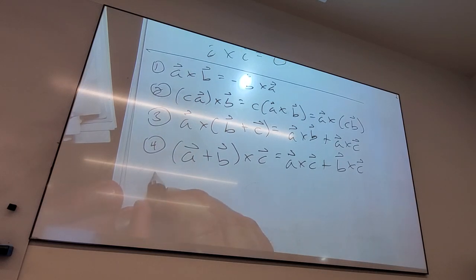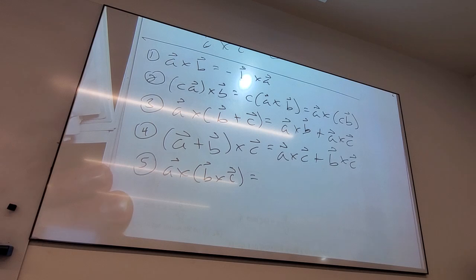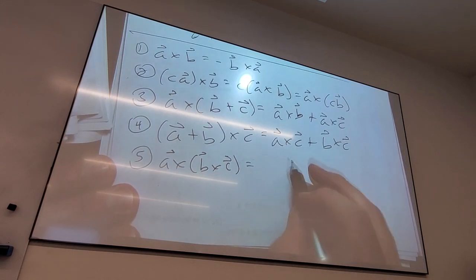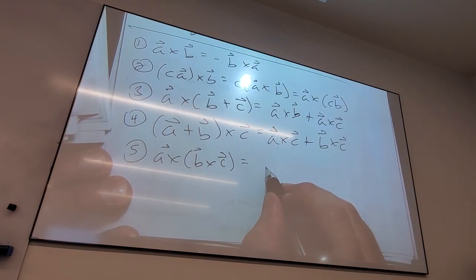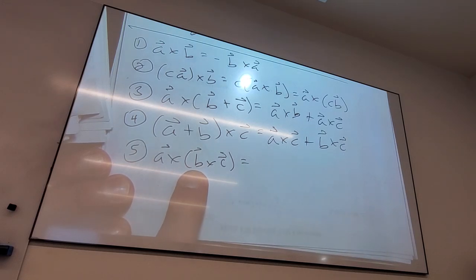Okay, this is the big one. Let me put this one first. A cross B cross C. Just nothing but crosses all the way down. This one's trippy. This one's not so obvious. Let me ask you a question. Is this answer going to be a vector or a scalar? Vector, because this would be a vector, and then A cross vector is a vector.